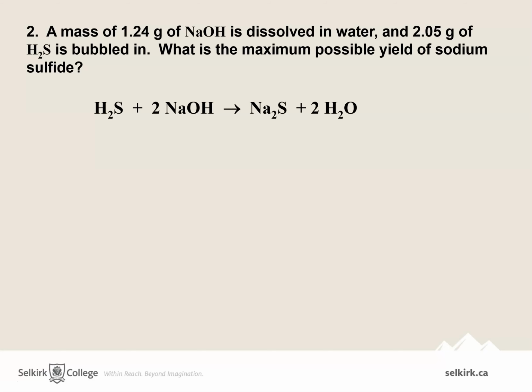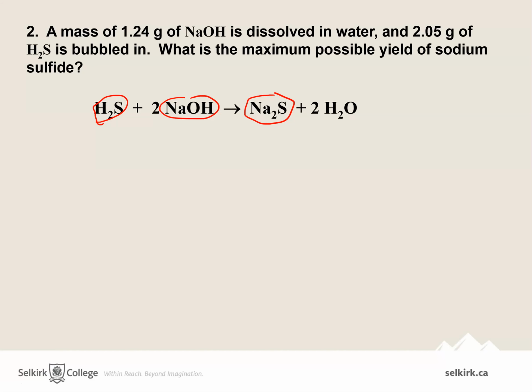Here's the question part of the question. What's the maximum possible yield of sodium sulfide? In other words, how much sodium sulfide will we make? So I've got to decide what kind of problem this is. I'm asked to find an amount of sodium sulfide given the amounts of sodium hydroxide and hydrogen sulfide gas. So what I see here is that I'm asked to relate the amounts of different substances. And that is my cue that this is a stoichiometry problem. I'm going to have to relate the number of moles using the mole-to-mole ratio from the balanced equation.